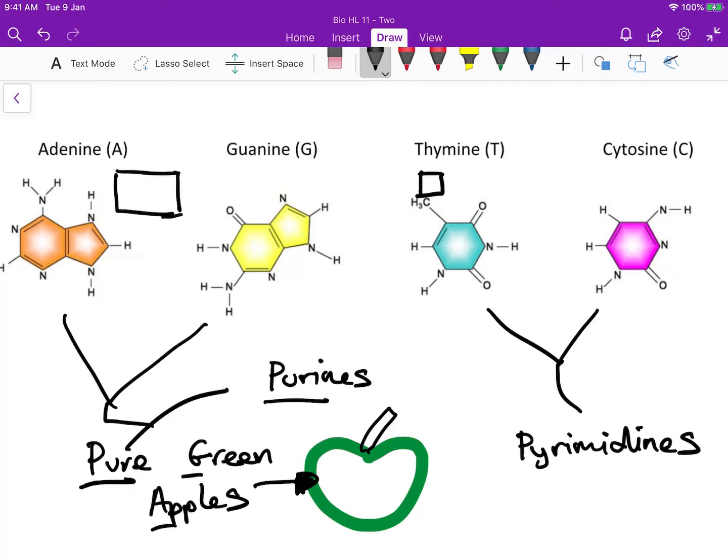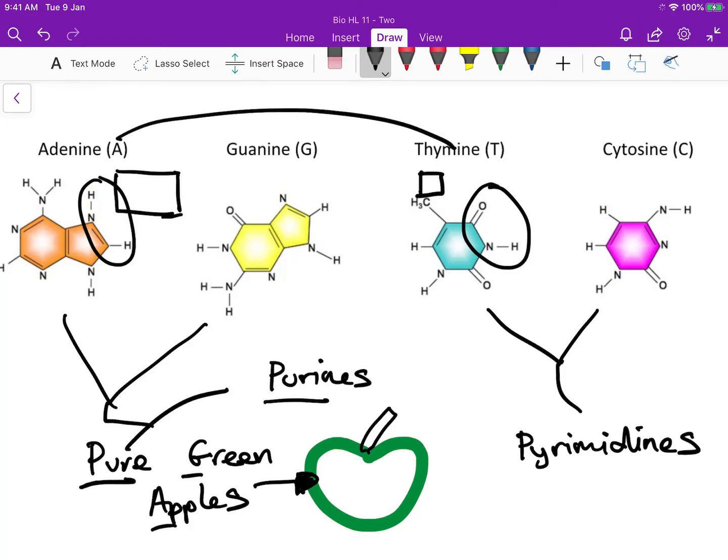And if we try and bond these together, because of the positions of these groups on them, only adenine and thymine will be able to bond to each other, and only guanine and cytosine will be able to hydrogen bond because of the position of these things that are involved in hydrogen bonding.